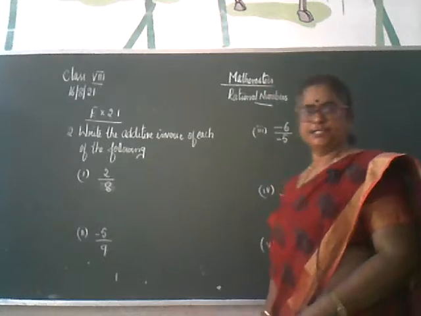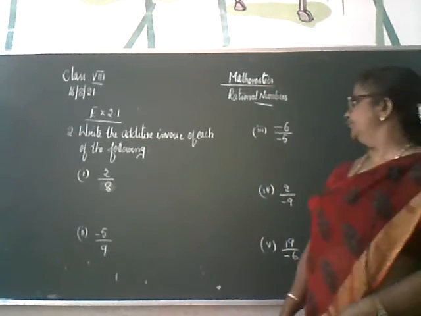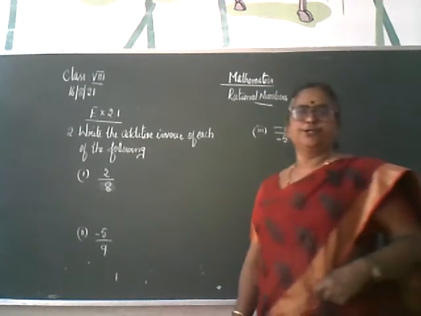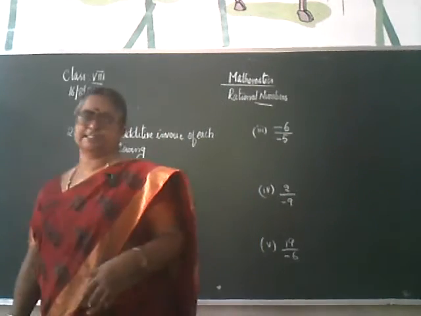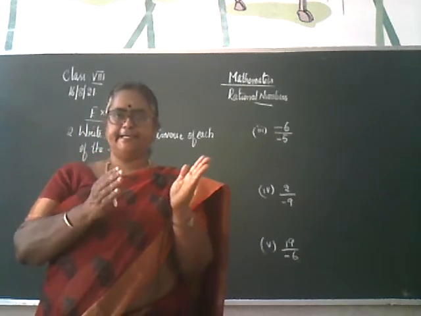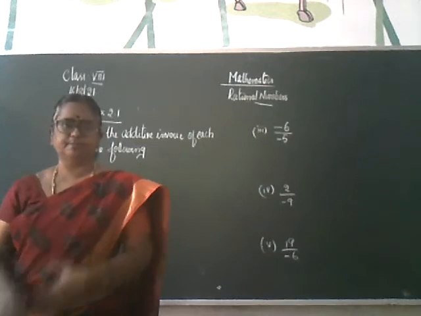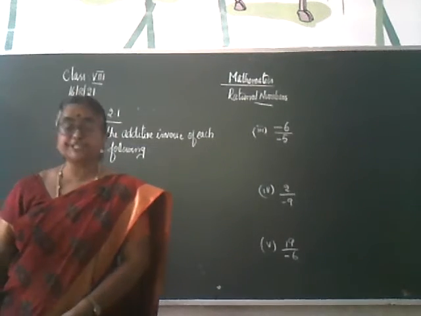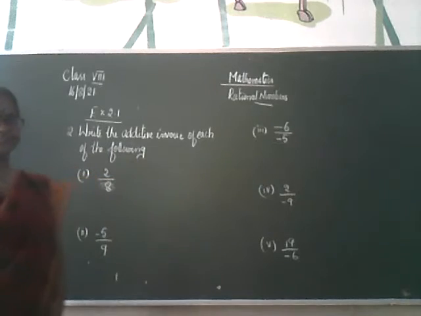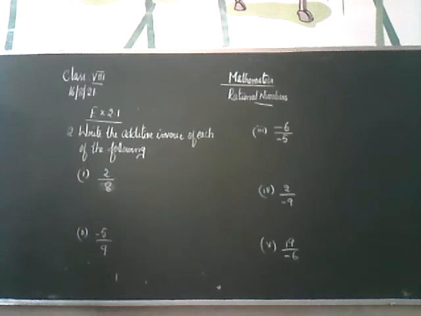So, in the rational numbers, let us do the additive inverse of each of the following. What do you mean by additive inverse? When a rational number is given, if you add the additive inverse of that rational number, it is equal to 0. So, you should get 0 when the additive inverse is added. So, write the additive inverse.